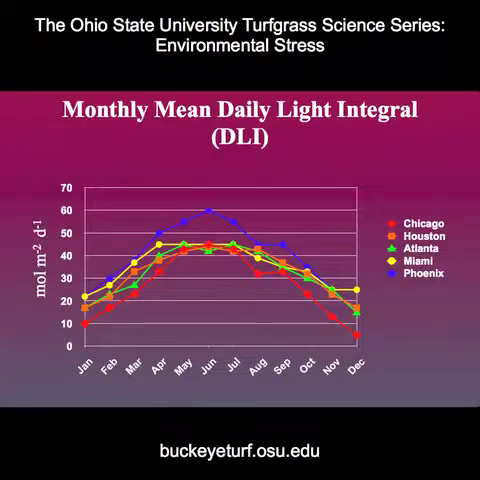How can we use this information? Researchers at Clemson University determined that a daily light integral of 32.6 moles per meter squared per day was required to provide acceptable Tifeagle Bermudagrass turf quality. Given that threshold and plotting monthly average daily light integral, we can get an idea when and how many months Tifeagle would receive enough light for acceptable growth and turf quality, which would be represented above this black line.